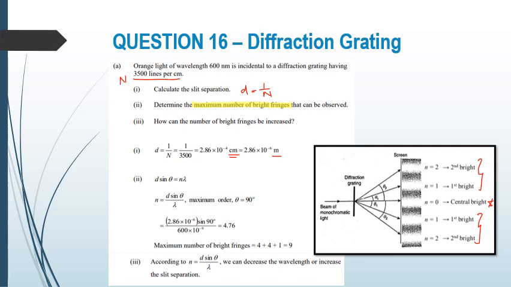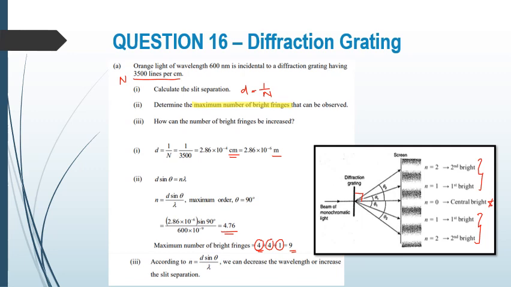Therefore, to calculate the maximum number of bright fringes that can be seen, first you determine the maximum order that can be seen, because it will give you the number of fringes that can be seen on one side. If you calculate it, you will get n equals 4.676. You round off as 4, since you want to calculate the number of bright fringes that can be seen. So 4 plus 4 plus 1 equals 9 fringes. Okay, so 4 on one side, 4 on the other side, plus 1 central fringe. So the total number of fringes that can be seen is 9 fringes.